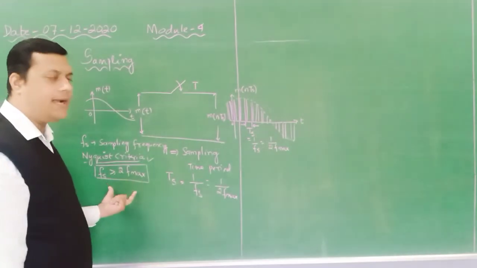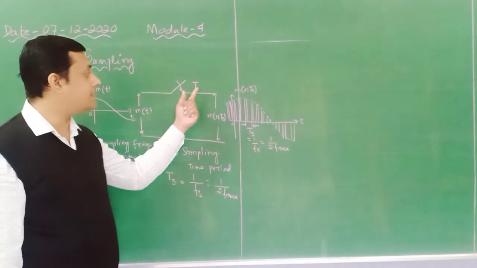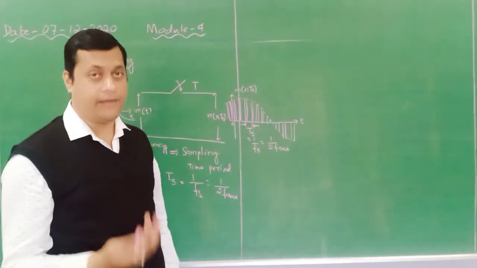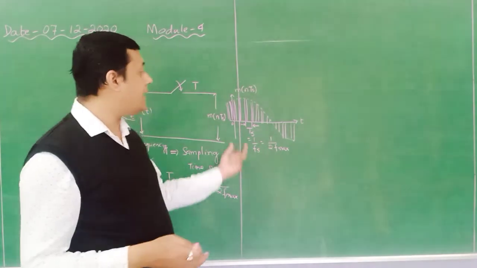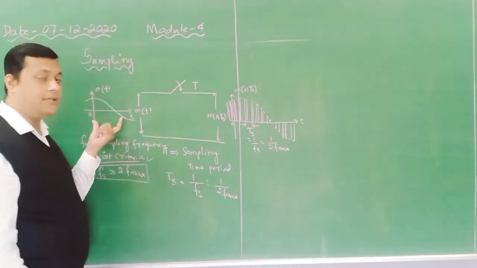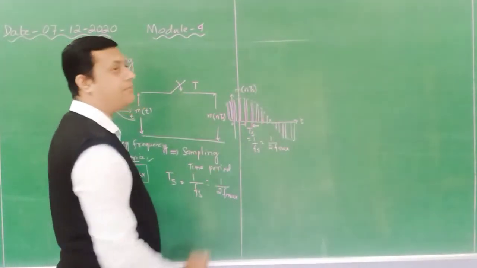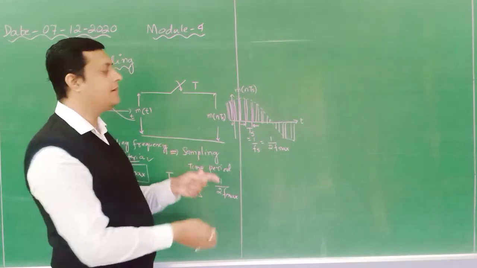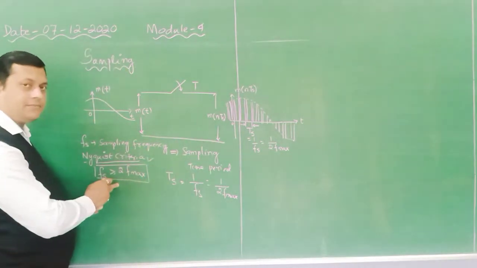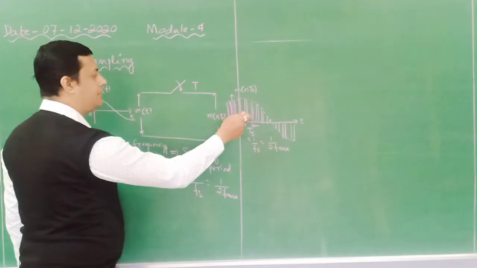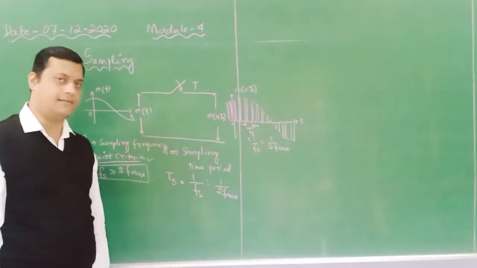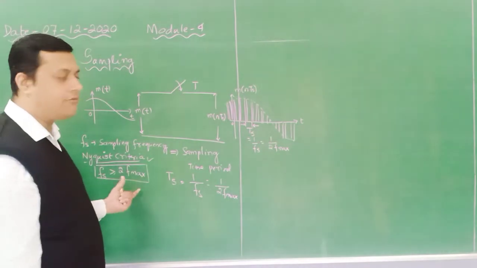Now Nyquist criteria states that if my sampling frequency is greater than or equal to 2 fmax, then only I can recover the original message signal from the sample signal. The reason we will discuss later on, but for the time being, if this criteria is satisfied, we can recover the modulating signal from this sample signal. Okay, so this is the Nyquist criteria.